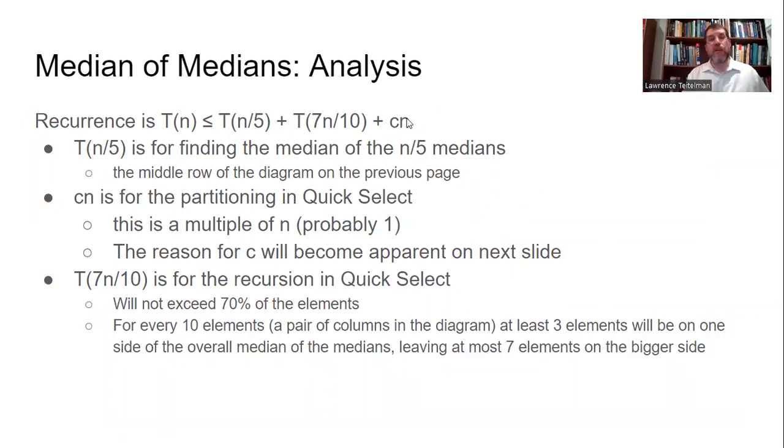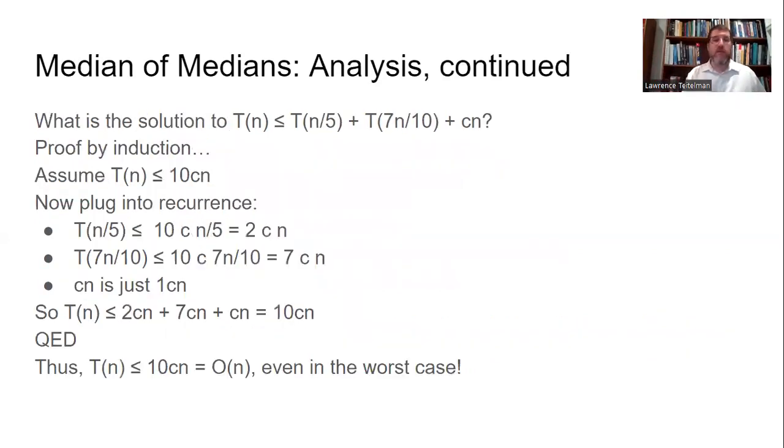And then this work here is for the partition. As we saw in yesterday's class, partitioning usually takes n minus 1 or n plus 1 comparisons. So to be safe, we're saying it's a multiple of n, maybe 2n, 3n, but it's not going to be more than a multiple of n. Now we use induction to show what the solution is.